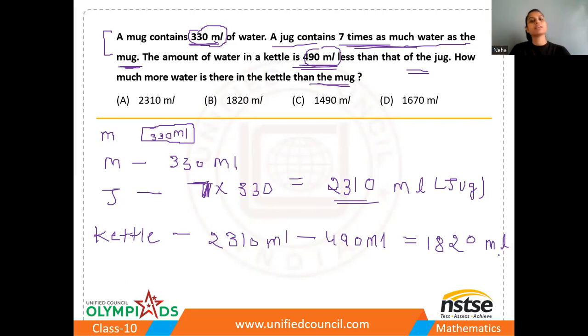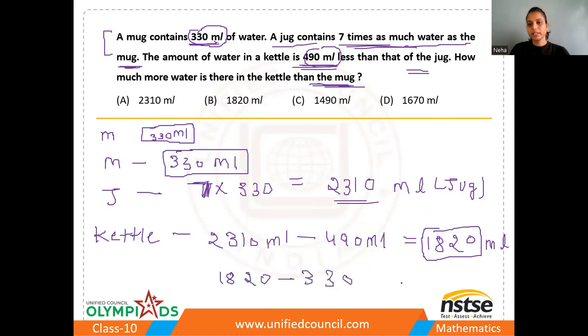Now jump to the last line. How much more water is there in the kettle than the mug? In the mug we have 330 ml of water, right? In the kettle we have 1820 ml of water. The question is asking for the difference, so just find out the difference. 1820 minus 330, that means 1490 ml. So this is your answer, 1490 ml.